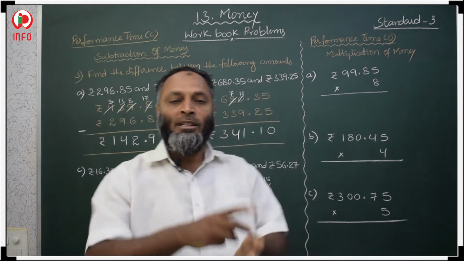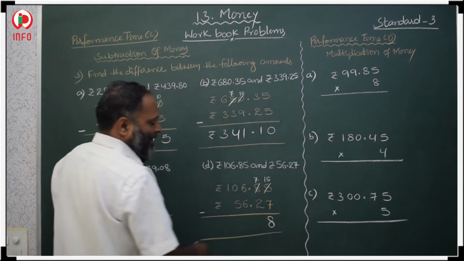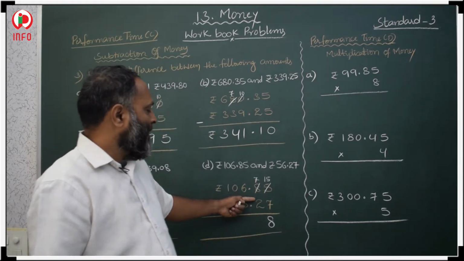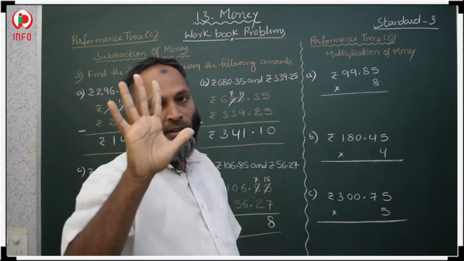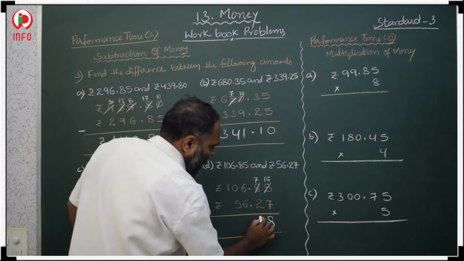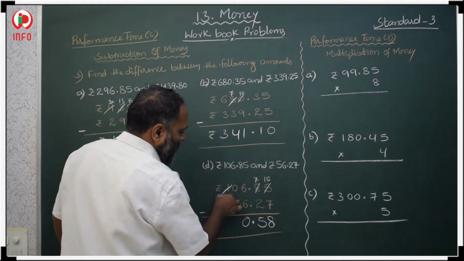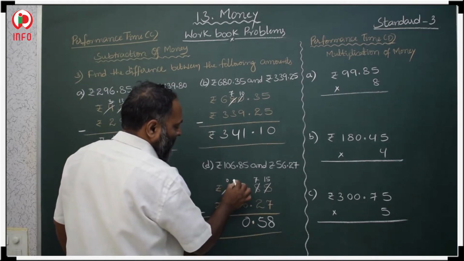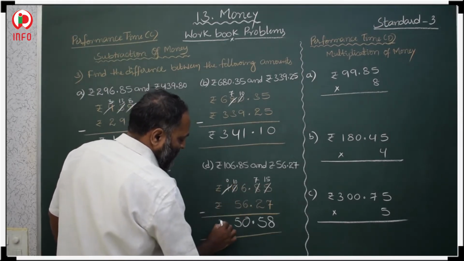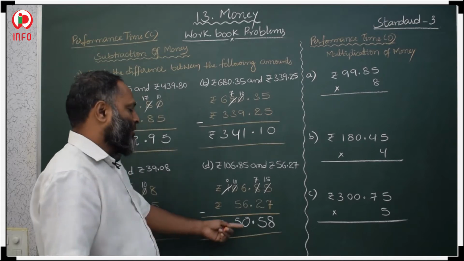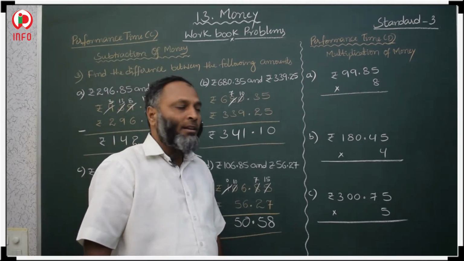It is 8. Okay. 7 minus 2 means 3 to 7. Count 3, 4, 5, 6, 7. It is 5. 58 paisa. Then 6 minus 6, 0. Now borrow from here. You will get 0 and 10. 10 minus 5, 5. Here 0, no need to write. That is 50 rupees 58 paisa. This is the difference.